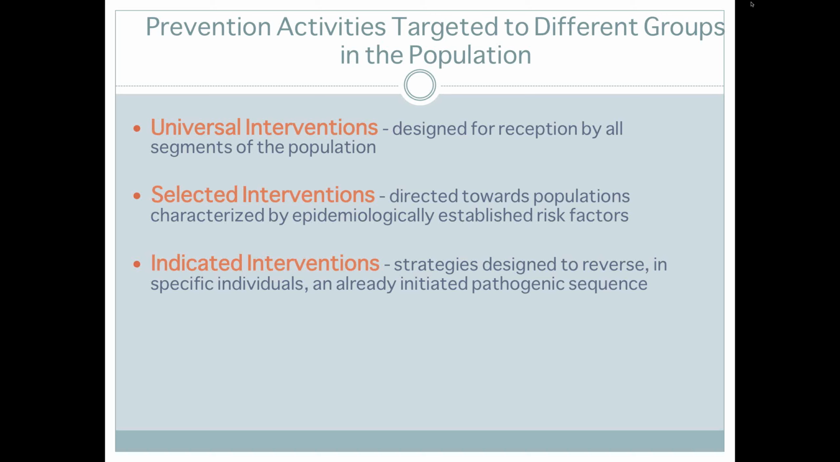Universal interventions are designed to be received by everyone in the population. Selected interventions are directed towards subgroups in the population who have specific risk factors. And indicated interventions are strategies designed to reverse in individuals a pathogenic sequence. So we move from universal, which is everyone in the population, to selected, at-risk subgroups, and indicated, directed at individuals.